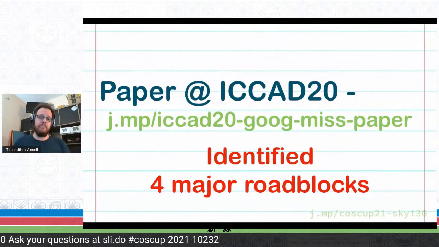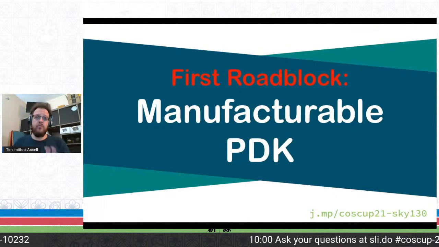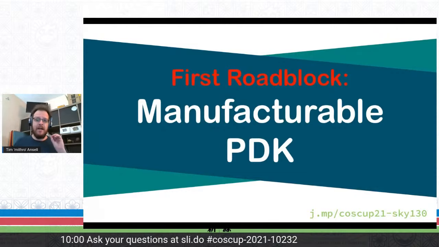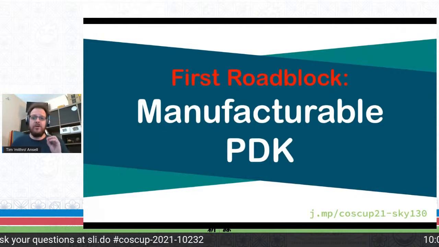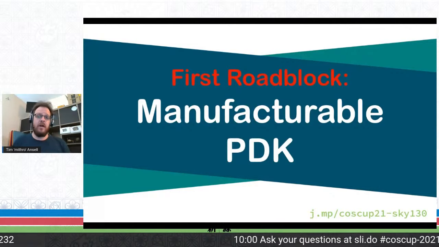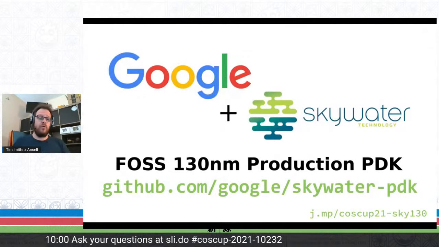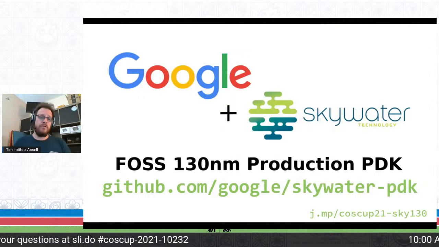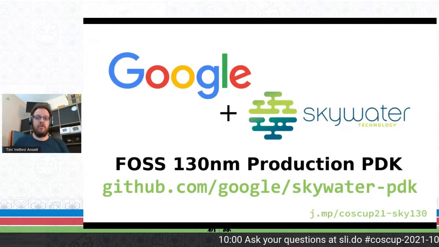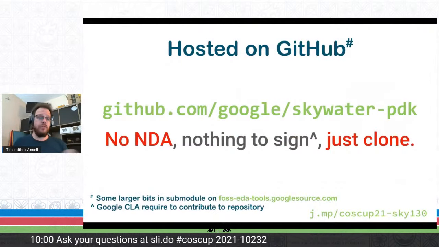And I identified 4 major roadblocks. The first was the lack of an open source manufacturable PDK. Luckily, I work for Google, and Google has the resources to actually solve this problem. So in partnership with the Skywater Technology Foundry, Google released a fully open source 130 nanometer manufacturable PDK at this URL. It's under an Apache 2 license, and it's hosted on GitHub.